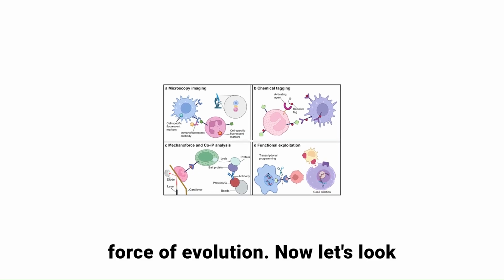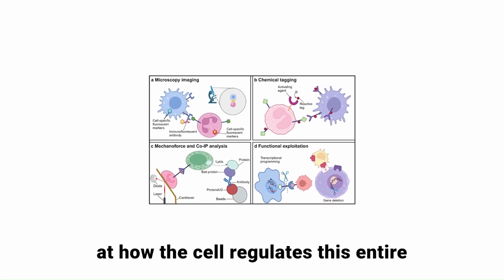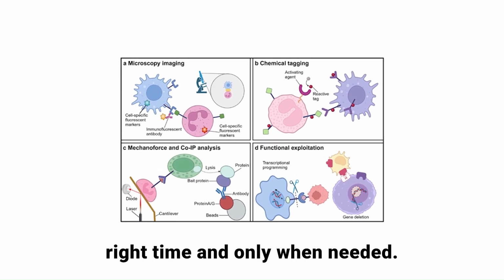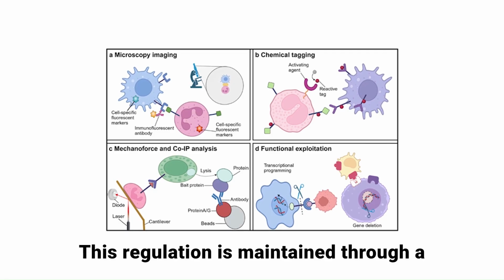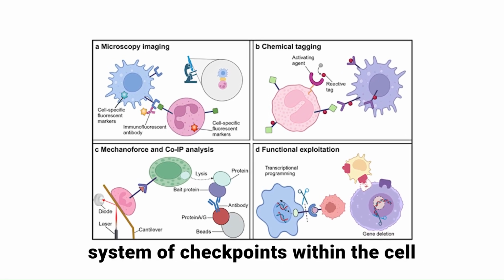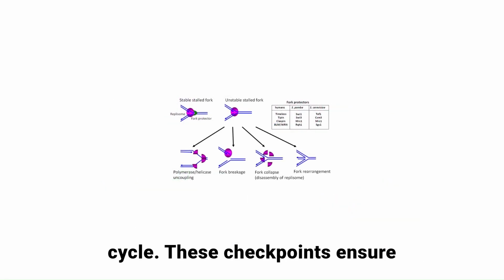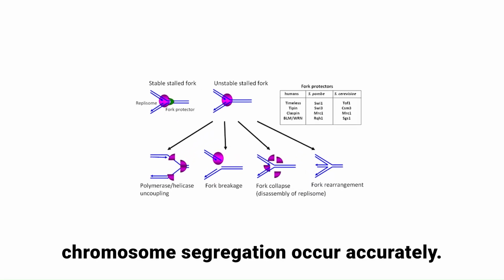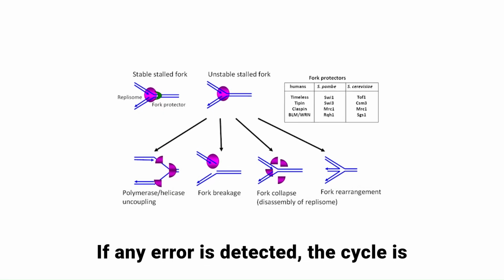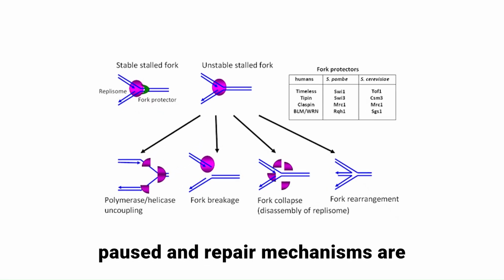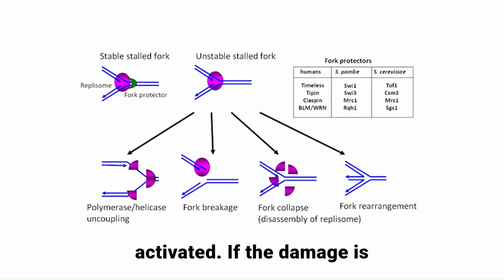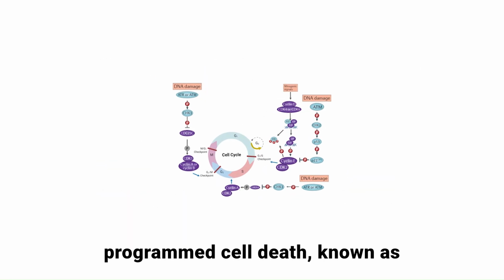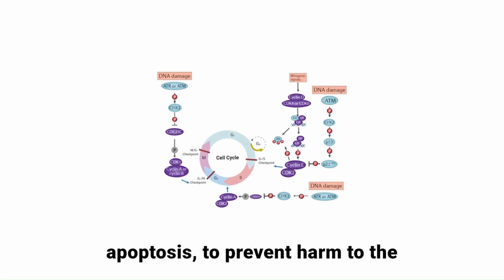Now let's look at how the cell regulates this entire process. Cells must divide at the right time and only when needed. This regulation is maintained through a system of checkpoints within the cell cycle. These checkpoints ensure that the processes of DNA replication and chromosome segregation occur accurately. If any error is detected, the cycle is paused, and repair mechanisms are activated. If the damage is irreparable, the cell may undergo programmed cell death, known as apoptosis, to prevent harm to the organism.